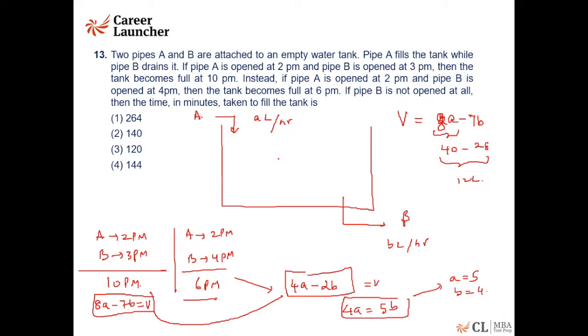So how much time will it take? 12 divided by 5. We got A as 5, which is equal to 2.4 hours, which is same as 144 minutes.